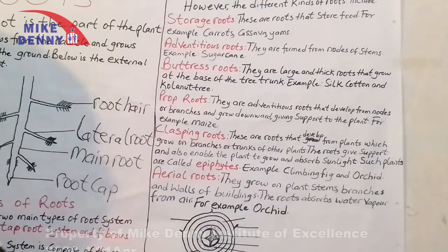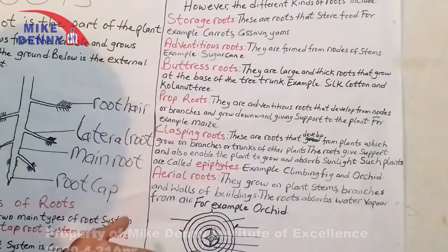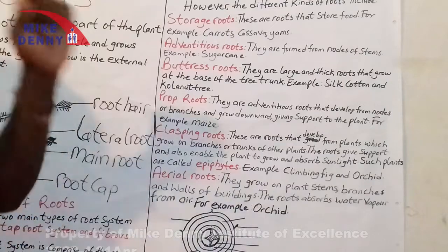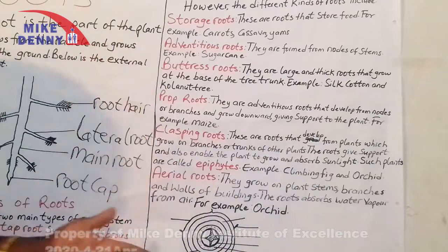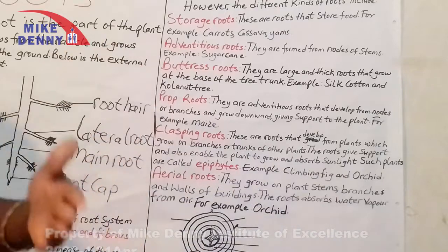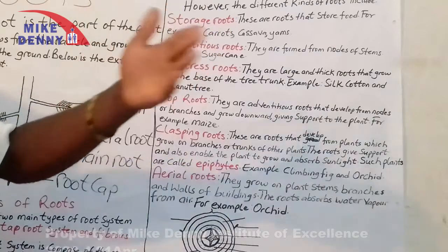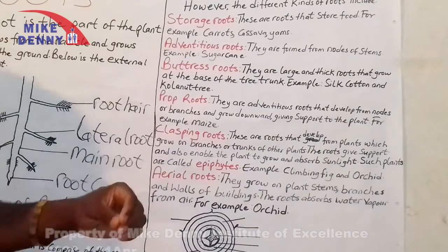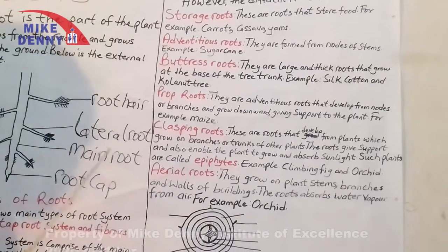Then we have aerial roots. Aerial means roots that are growing out of the soil. Roots that grow out of the soil. We find most of the roots that grew on other stems, branches, or on walls of buildings. This is an example of a plant you have in your school environment here, that has its roots growing on the walls. So we call them aerial roots, because these roots even make use of water vapor from the atmosphere in order to develop.